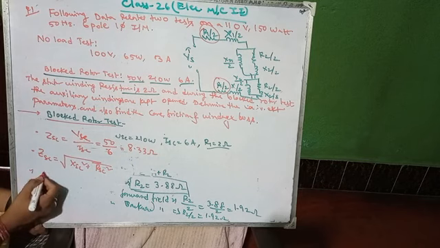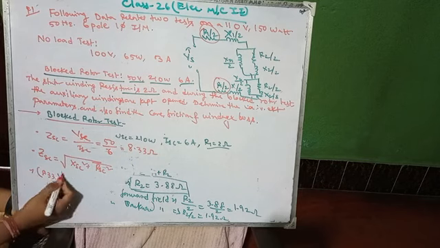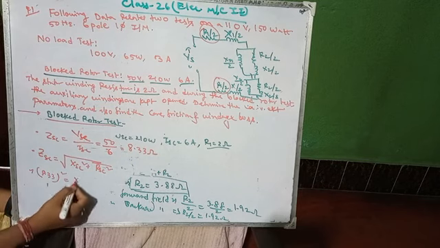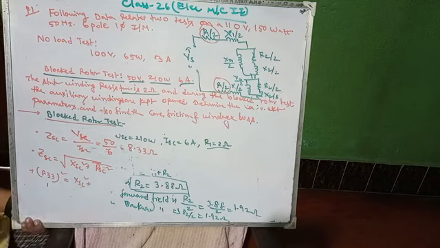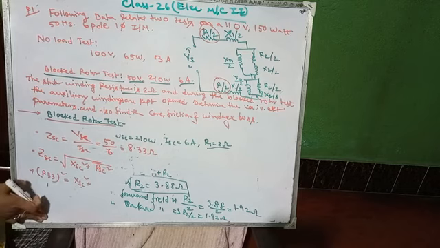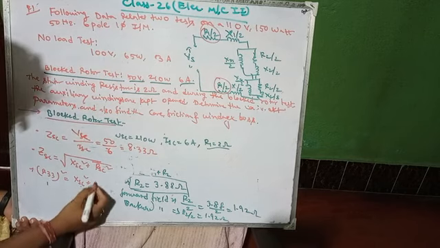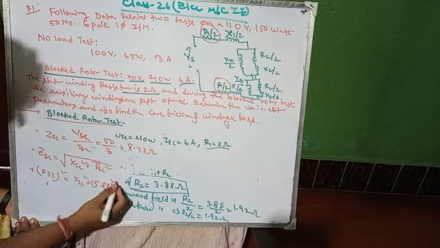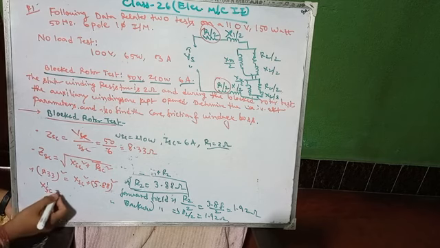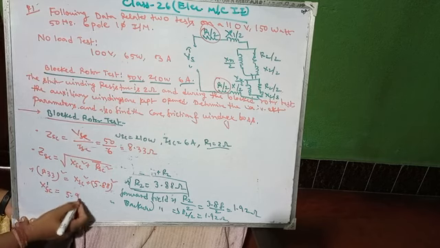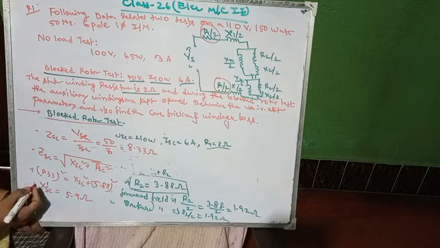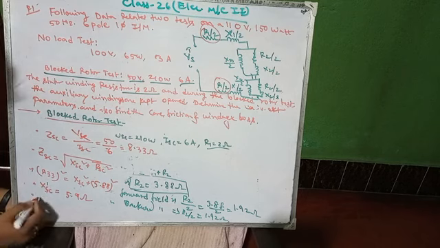Okay, so ZSC equals 8.33. If we square it, then XSC squared plus RSC squared. So what is the value of RSC? RSC is 5.88, right? So it will be 5.88 whole squared. From this relation, XSC can be calculated as 5.9 ohm. So XSC equals 5.9 ohm.